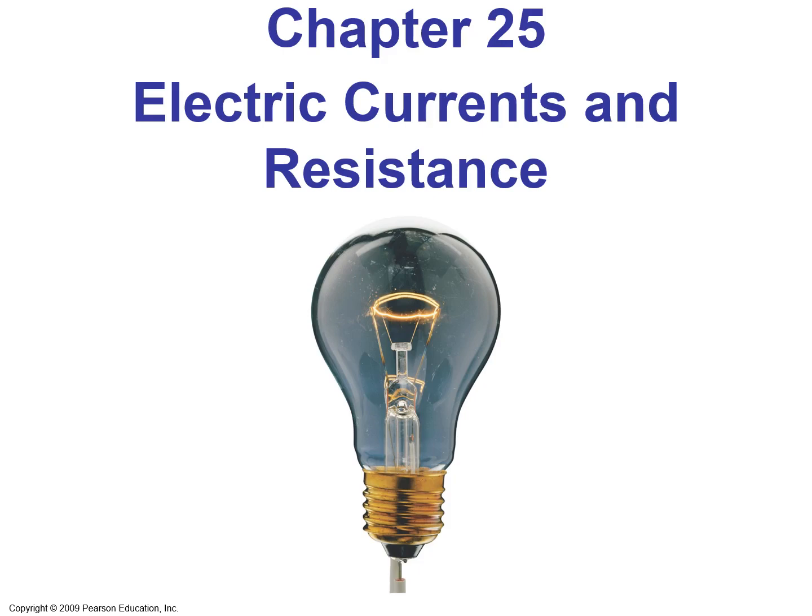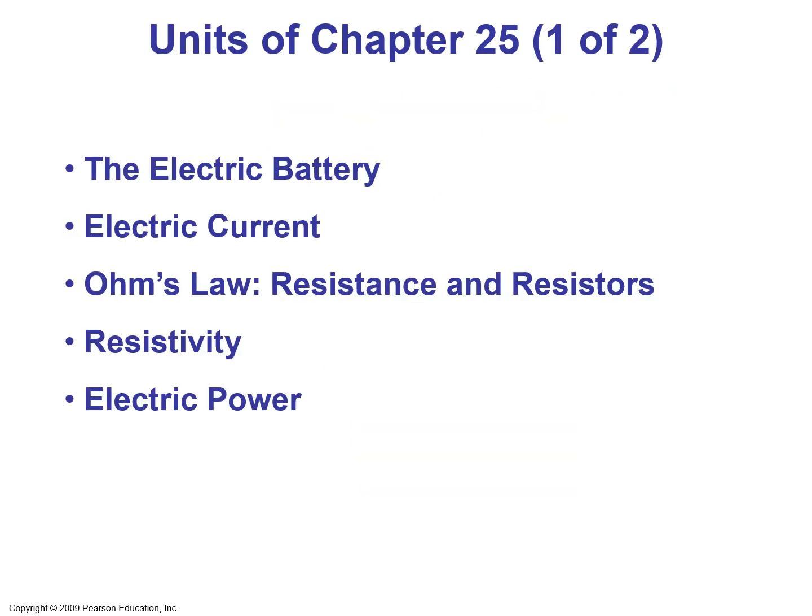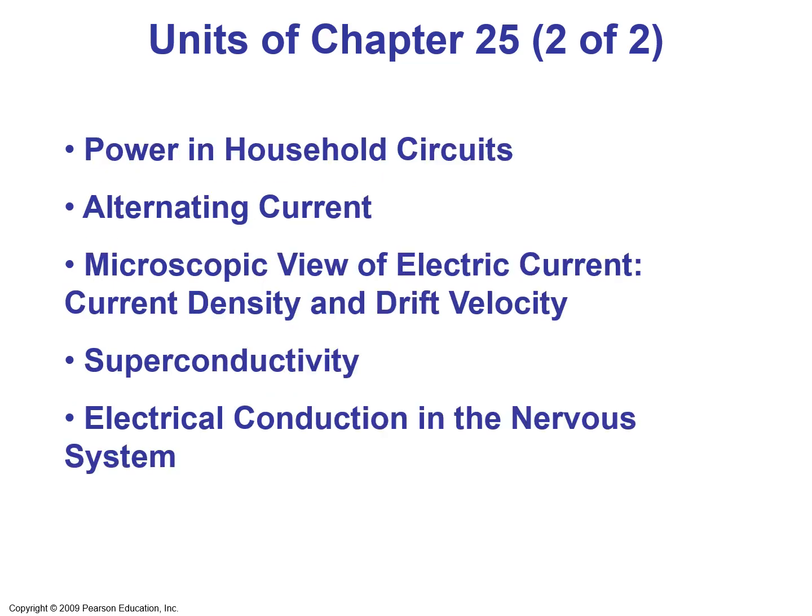Chapter 25, Electric Currents and Resistance. In this chapter, we talk about electric battery, electric current, Ohm's law, resistance and resistors, resistivity, electric power, DC circuits, alternating current, microscopic current, current density and drift velocity, superconductivity, electrical conduction in the nervous system.